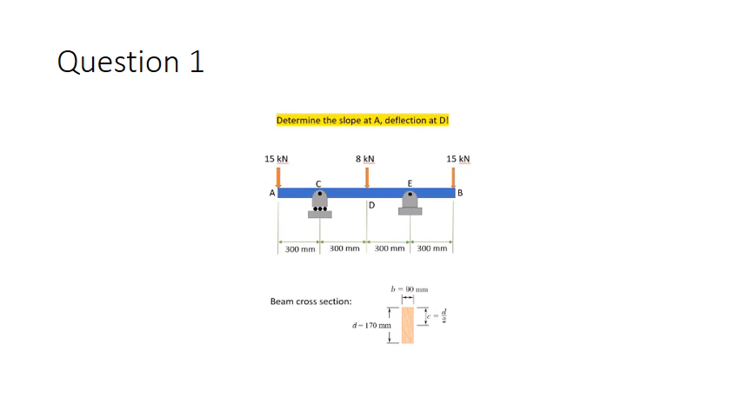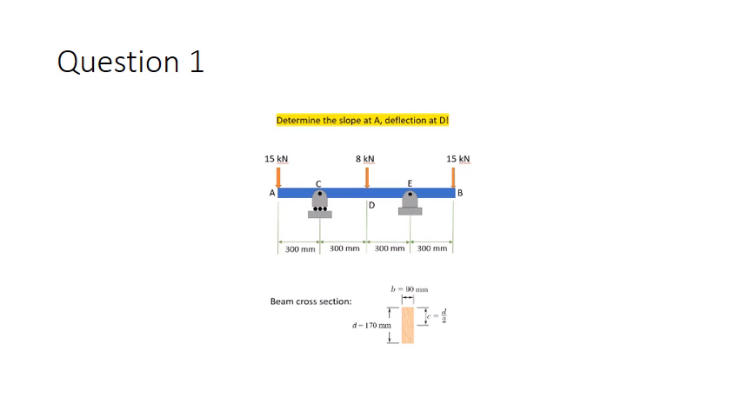So the first question is to determine the slope at A and the deflection at D. Here we know that there is a force at A in the Y component of 15 kN, a force in the Y component at D of 8 kN, and a force in the Y component of 15 kN at B. And we also know that there is a pin joint at E and a roller component at C.